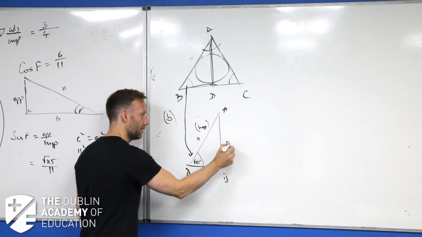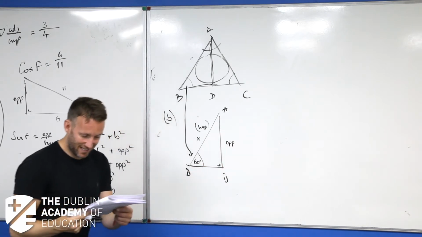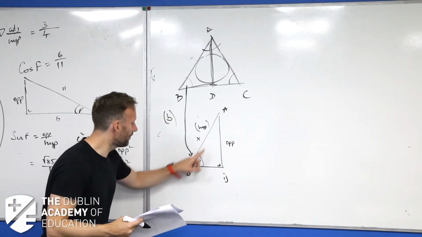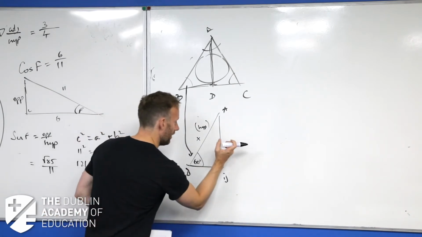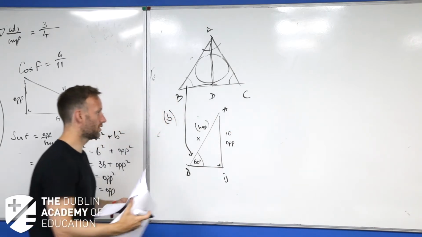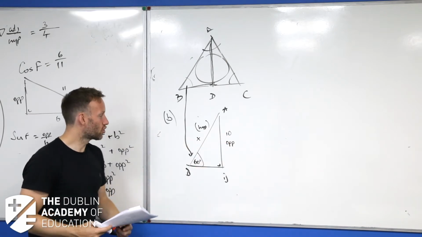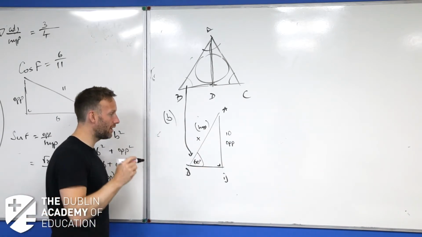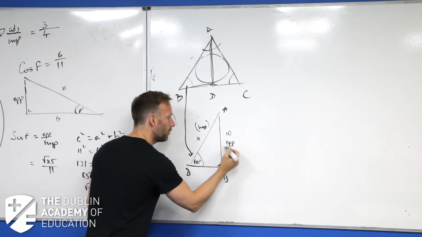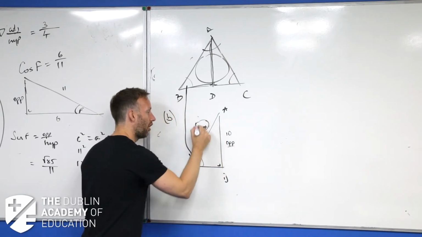This here is clearly the opposite. And remember, he tells us that A to D is 10. So that side there is 10. So what we're working with here is the opposite, which is 10, and we want to find the hypotenuse.